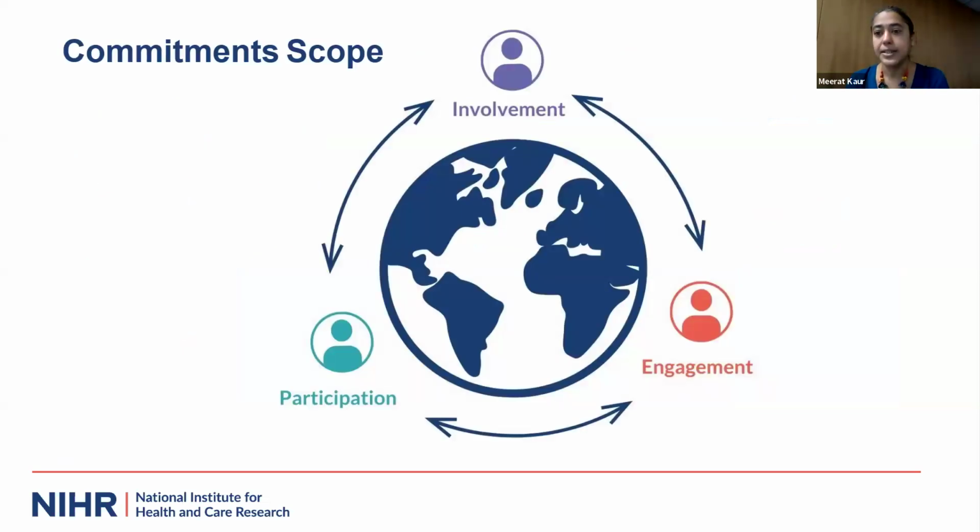So the strategic commitments focus on and encompass all of the NIHR's remit. That includes domestic and global health and care research and work. And it also incorporates involvement, engagement and participation spheres.